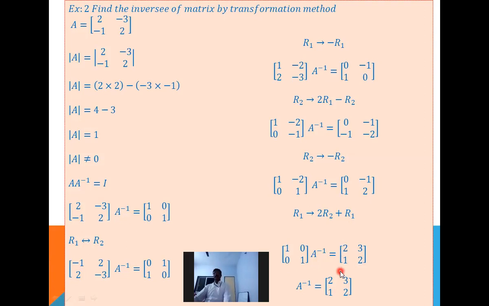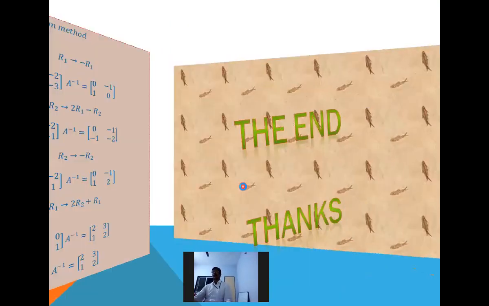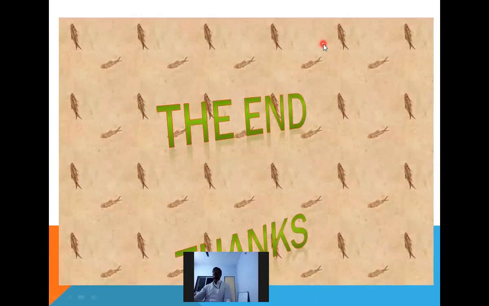In this way, we can find out the inverse of any matrix by the transformation method. And so we stop here. Now, in my next lecture, we start with the inverse of the matrix by adjoint.